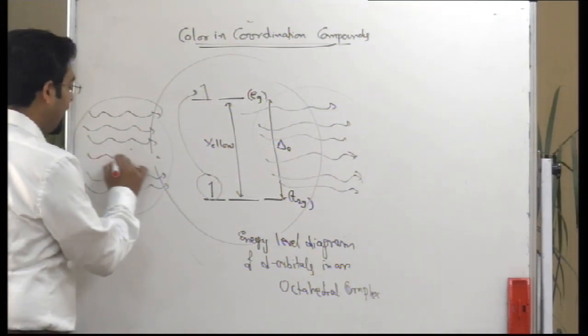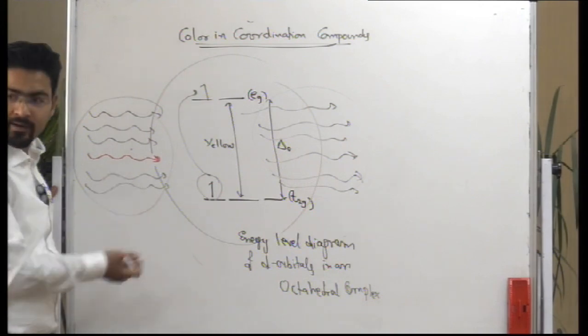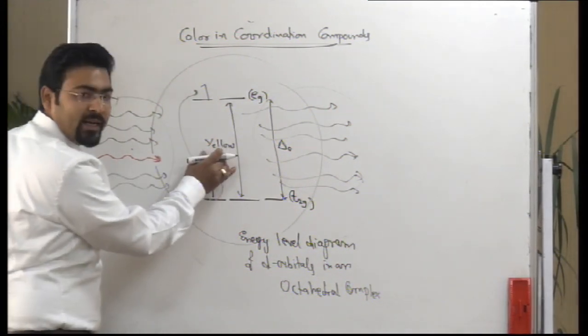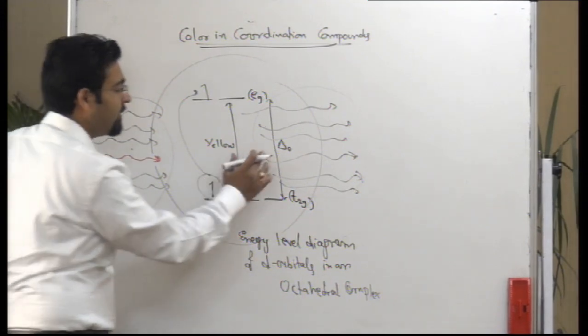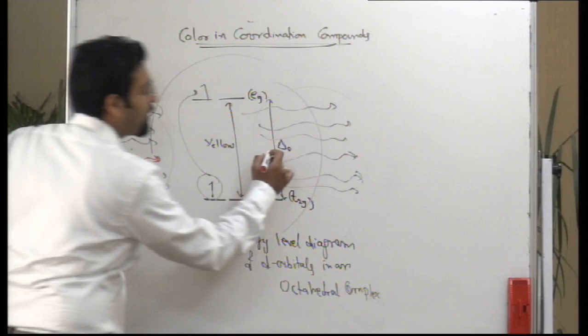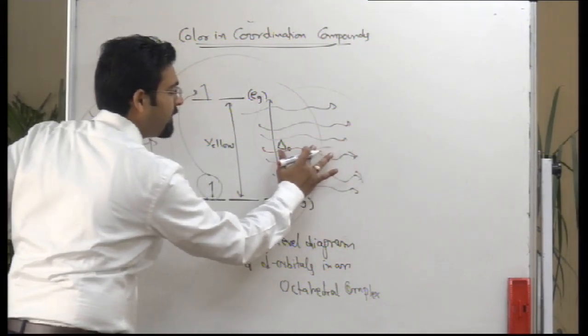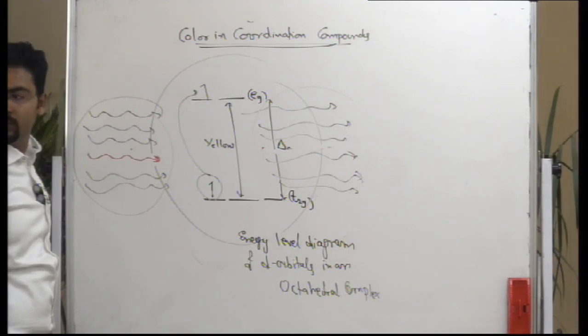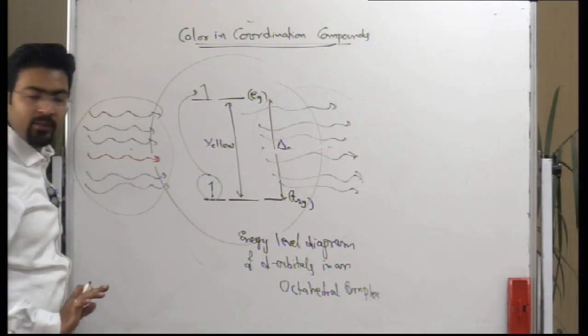For example, I have a yellow color radiation. I'm showing it in red, right? So there's a yellow color radiation which is there. This will get absorbed by this electron and it will not come out. If it wouldn't have got absorbed, it would have come out here, but it had got absorbed, so it will not come out, right? Is this clear?